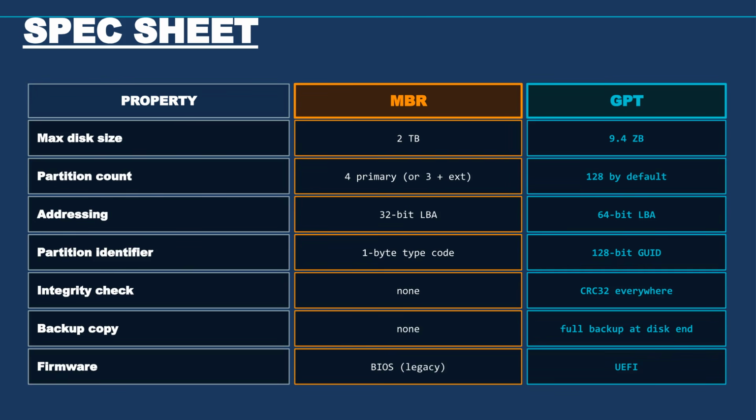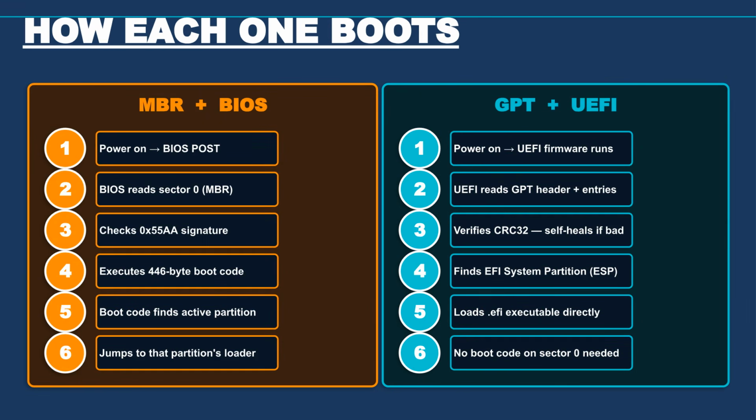MBR relies on BIOS, while GPT uses UEFI. MBR booting relies on BIOS POST, which reads Sector 0, checks the hexadecimal 55AA signature, and executes the MBR boot code to find and jump to the active partition's loader. GPT booting is handled entirely by UEFI, which reads and verifies the GPT header and entries, then loads an EFI executable directly from the EFI system partition. No boot code is needed on Sector 0.